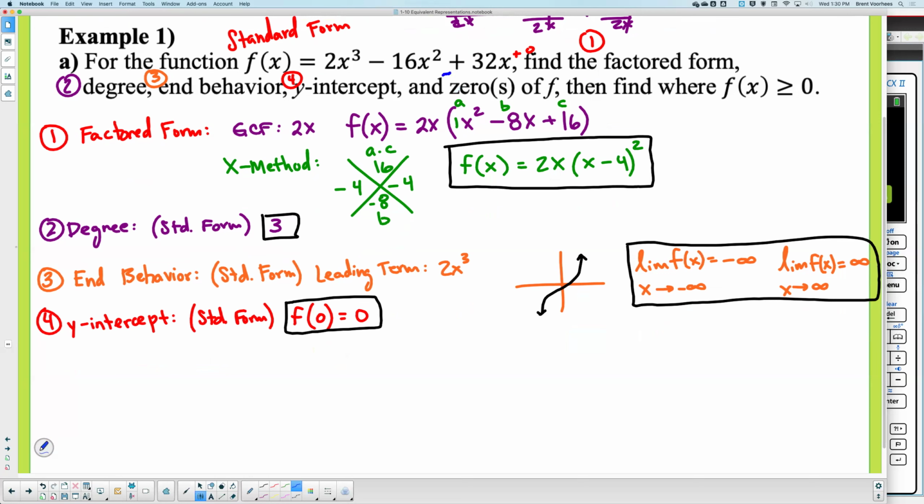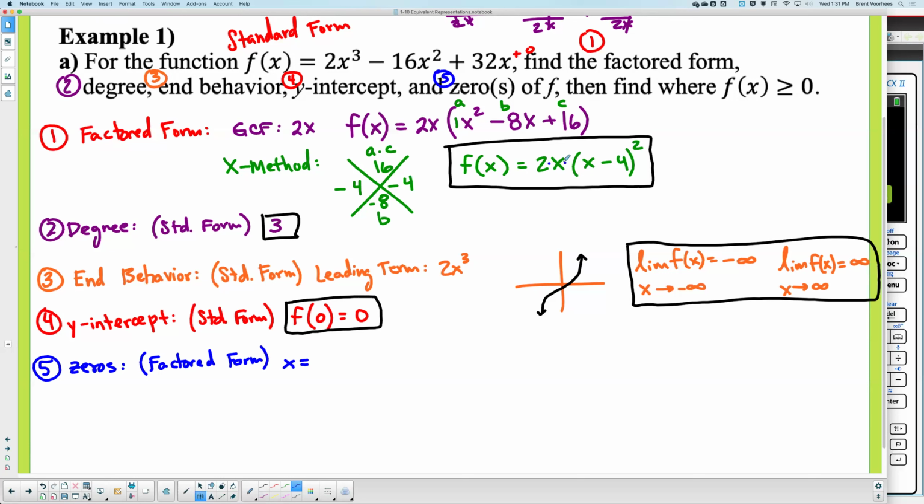We got one more little key feature to find: the zeros. Now, which form do you think it's easier to find the zeros from? That's right. You want to use factored form for zeros. This is the key. Factored form, the reason we factor is to find zeros. That's 100% when you use that. So looking off the factored form, I have two zeros. I have a 0 here and a 0 here.